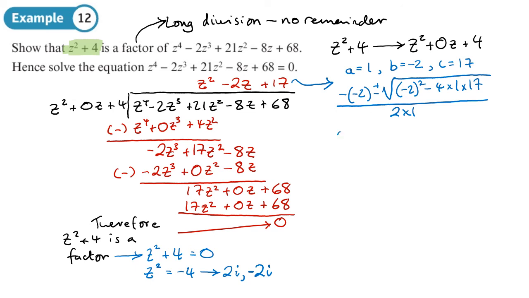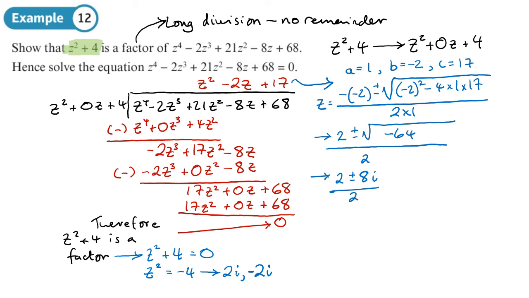So we get 2, so basically we're finding z here, aren't we? So we're going to get 2 plus or minus. Now we're going to get 4 minus 68. Now 4 minus 68 is negative 64 over 2. So that gives 2 plus or minus, so we should be able to do this without too much work, 8i. And then from there we'll get 1 plus 4i, 1 minus 4i.